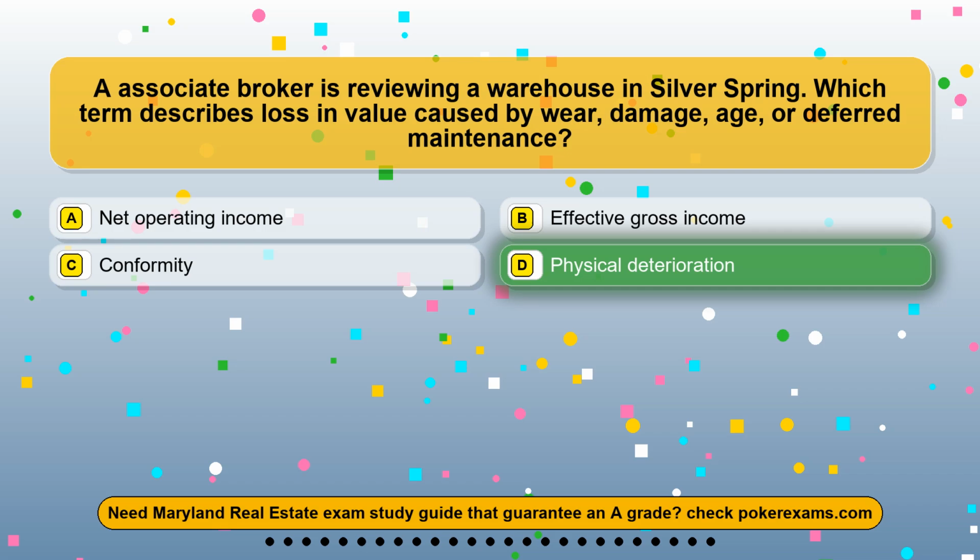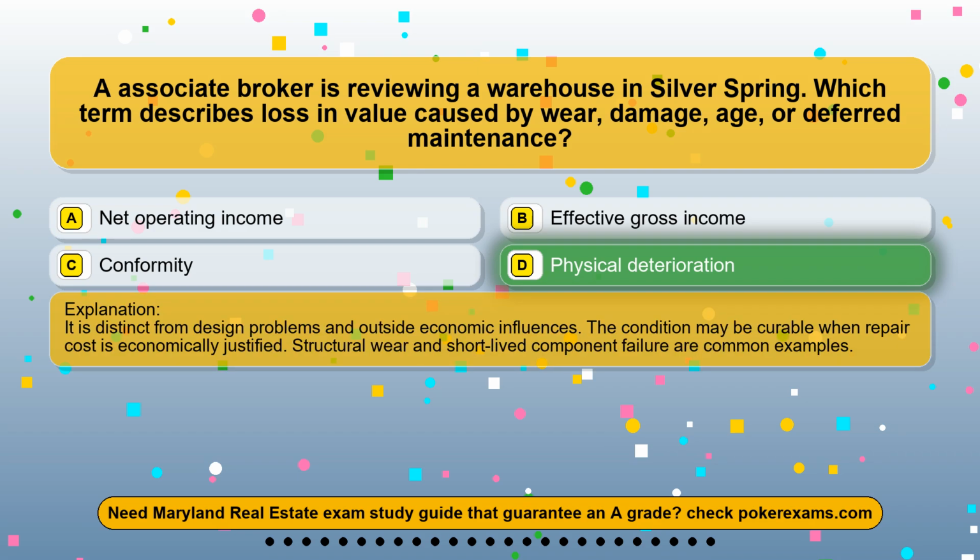The correct answer is option D. Physical deterioration. It is distinct from design problems and outside economic influences. The condition may be curable when repair cost is economically justified. Structural wear and short-lived component failure are common examples.